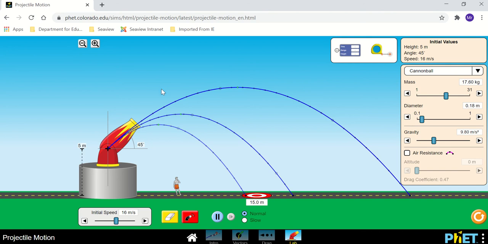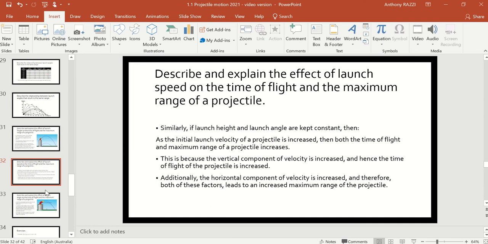So increasing time of flight. And the horizontal component, well, we're increasing that, and we know that the horizontal range is equal to the product of the horizontal component of velocity, which is increasing, multiplied by its time of flight, which is increasing because we increase the vertical component. And I've just explained that on that slide. Vertical component of velocity is increased, hence the time of flight, and also the horizontal component is increased, and therefore both of these factors lead to an increased range.